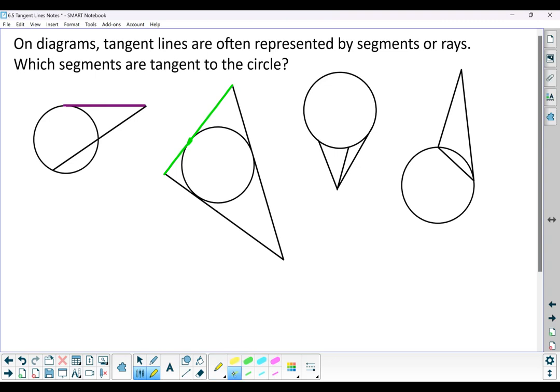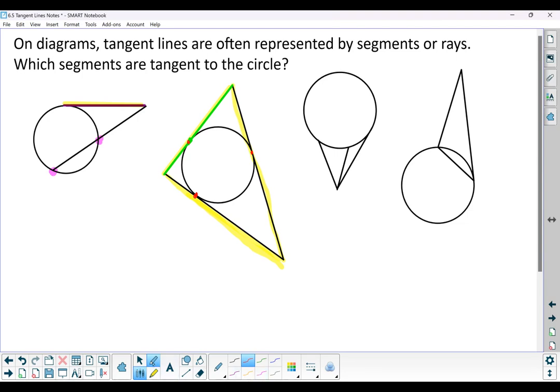So I'm going to start highlighting the tangent segments in yellow. So this one is definitely tangent. The other one on this diagram definitely is intersecting the circle at 2 points, so that one is not tangent. The one I highlighted in green is tangent, as are these two. This one's tangent with a point of tangency right here, and this one is tangent with a point of tangency right here. So we actually have on this diagram 3 tangent lines.